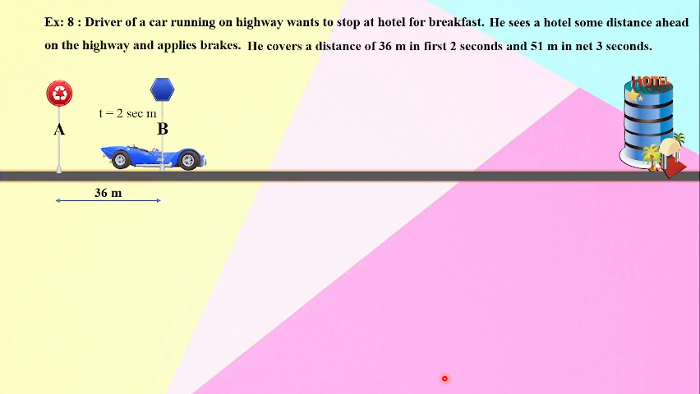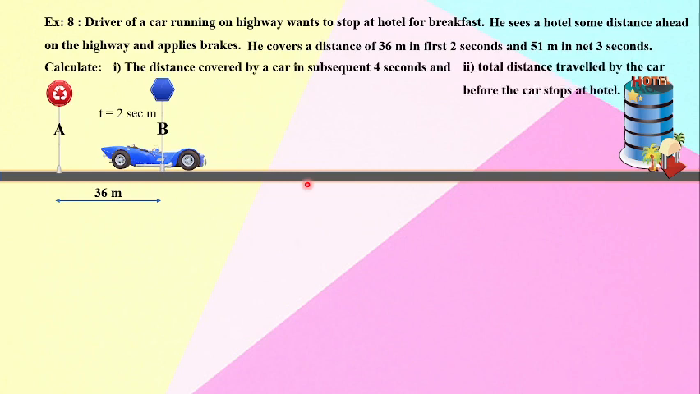So in the first 2 seconds, before watching the hotel, he has crossed 36 meter, and in the next 3 seconds he will move 51 meter ahead. We have to find the distance covered by the car in the subsequent 4 seconds and the total distance travelled by the car before it stops at the hotel.